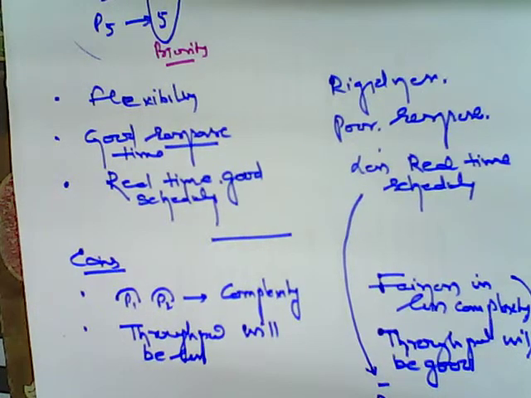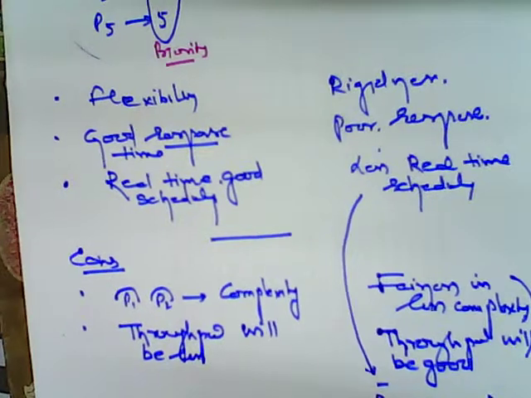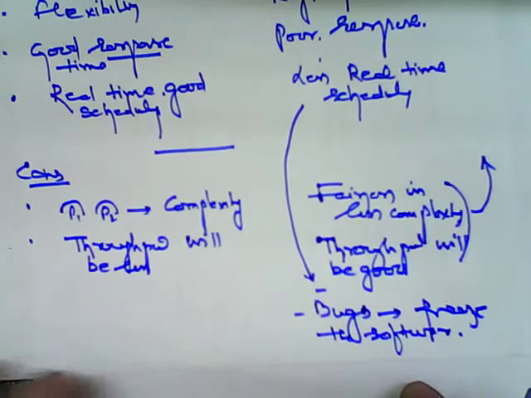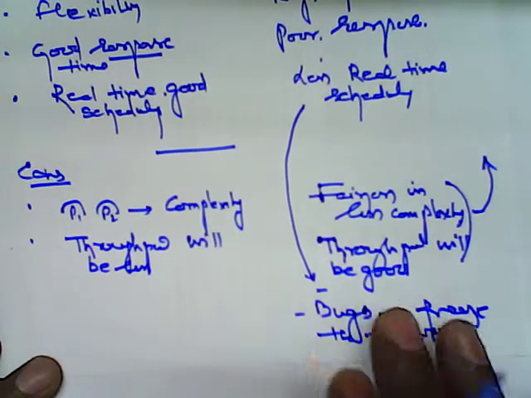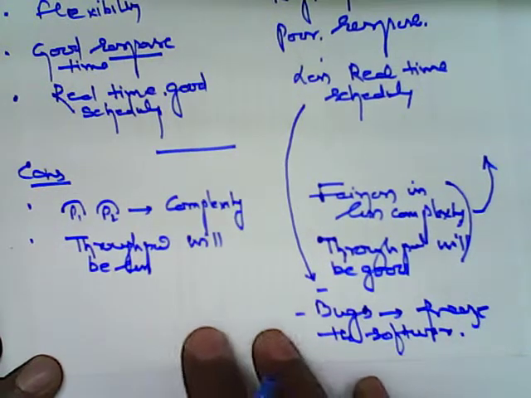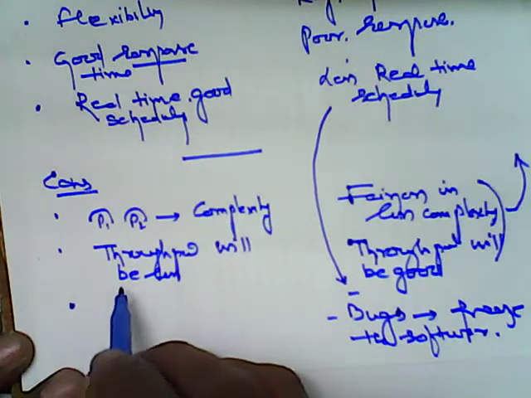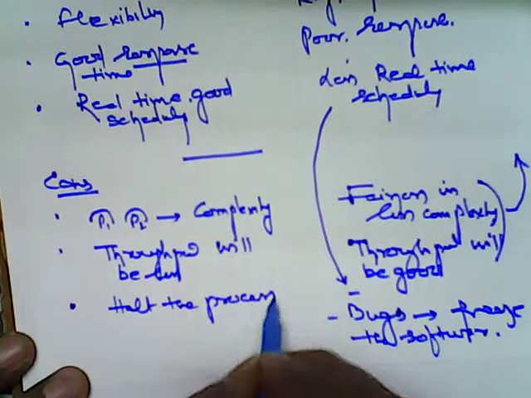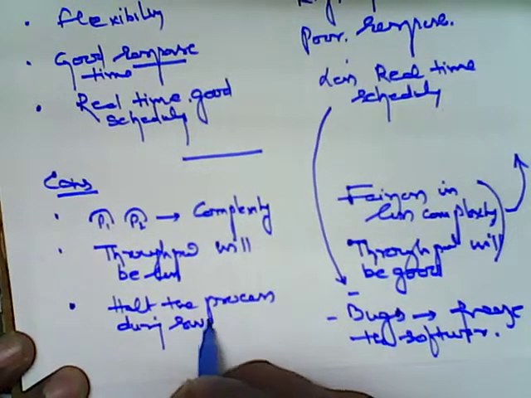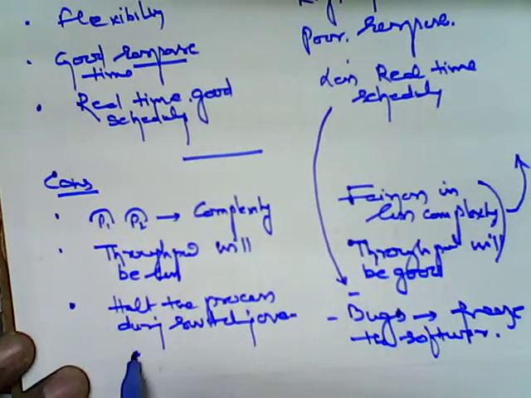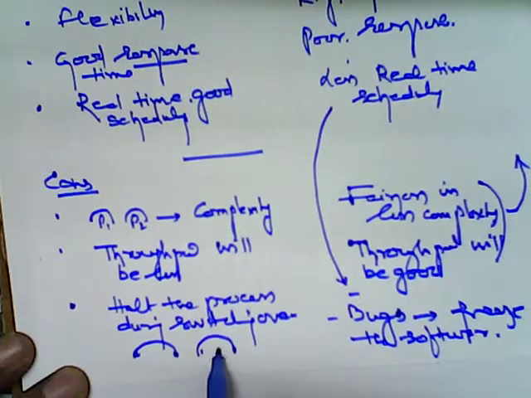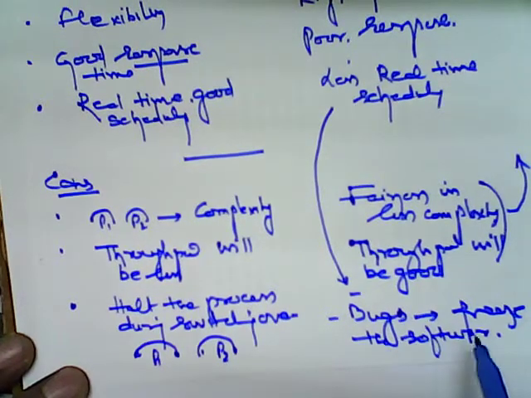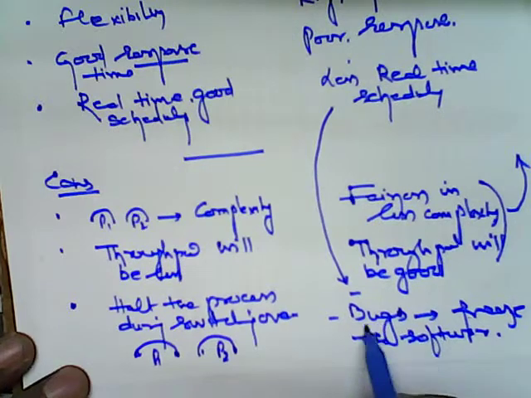And here every time you have one issue, that you have to halt the process during switching over. That means because of switching over from one process to another process, P1, P2, this is the thing. Whereas in this case, that situation is not there. But bugs will freeze. That means you start from here to here, but if there is any problem, then you have to start from the beginning. Whereas here, the time requirement is less. But here, the time requirement is very high.